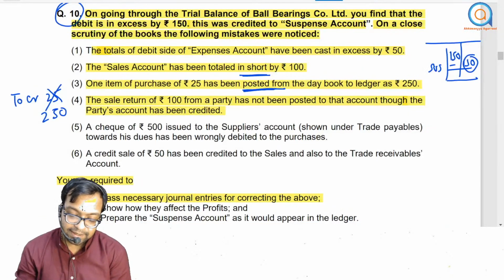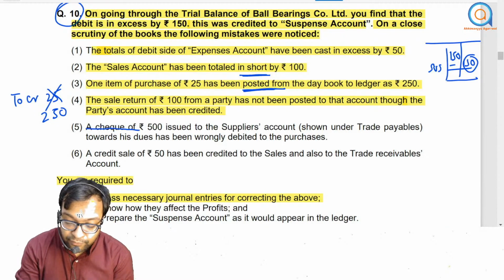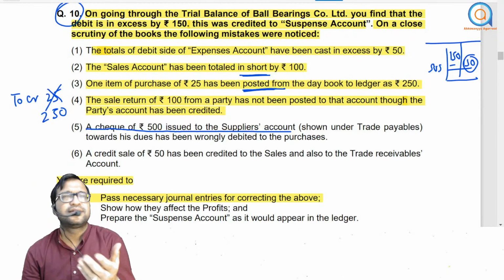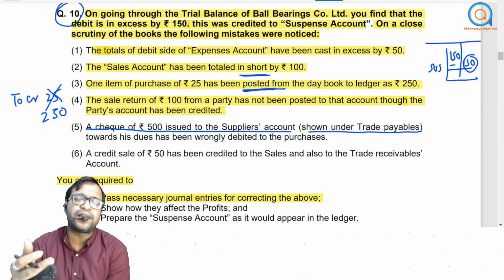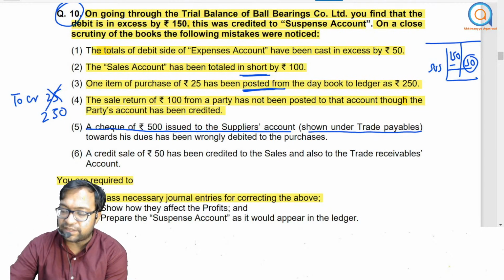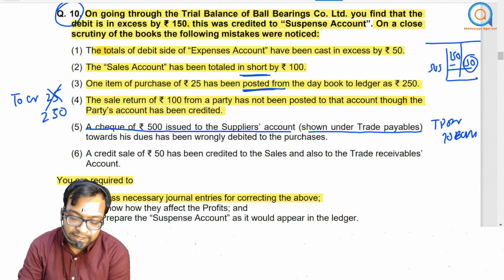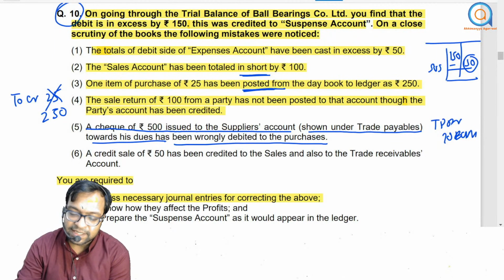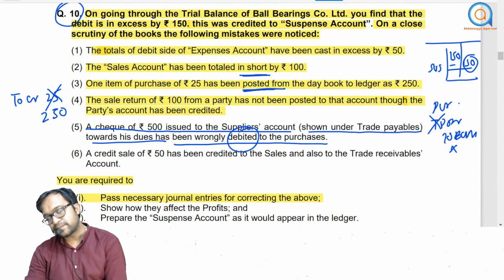Read very, very carefully. A cheque of 500 issued to a supplier. If I issue a cheque to a supplier, supplier to bank should be the entry. Instead of supplier, I will say trade payable to bank should be the entry. Then towards his account it was wrongly debited to purchase. The mistake is in posting. So the mistake is not in the bank account, but instead of trade payable, you have debited purchase.